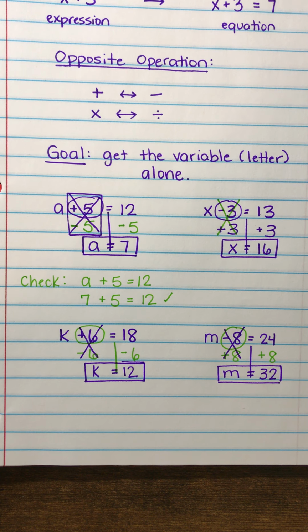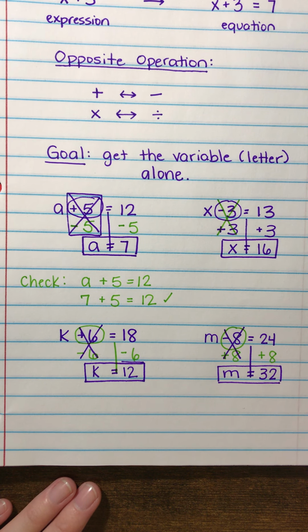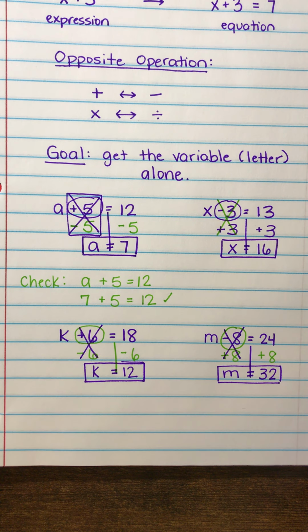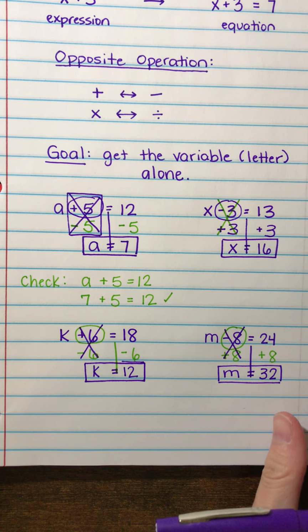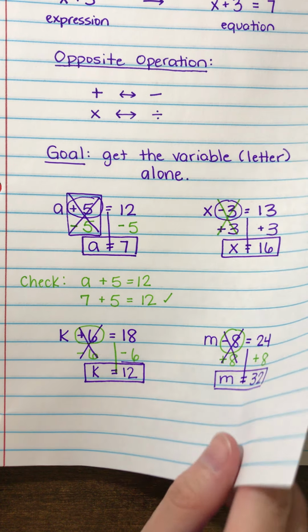All right, so that is just solving an equation with addition and subtraction. So we only had to add or subtract to find the answer. Now, we do have to use multiplication and division, which we have up here as our opposites. So I'm going to continue with that on my next page of my notes.